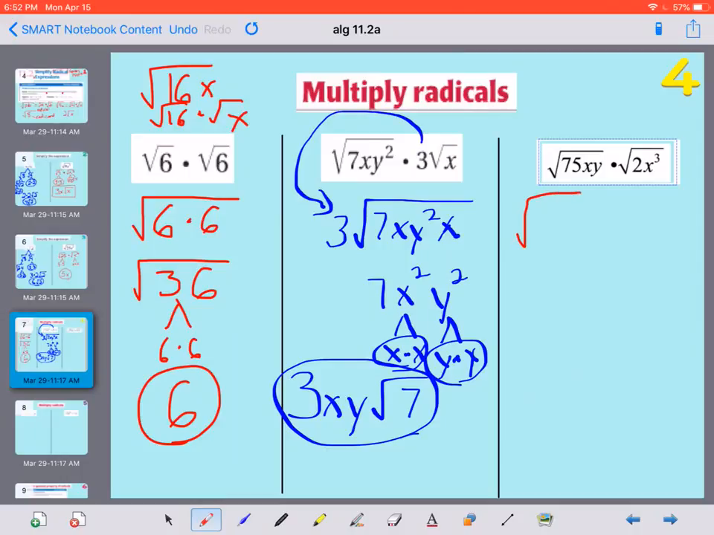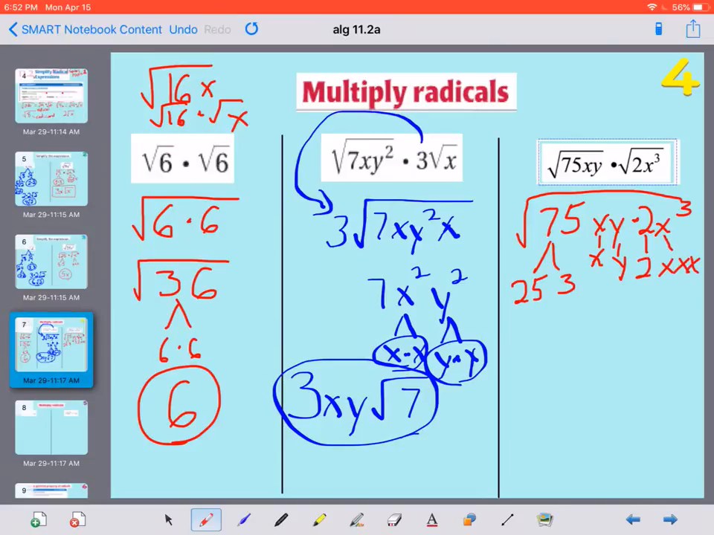Next one, I'm going to make one big square root. So I have 75xy times 2x cubed. So now I'm going to factor these out. 75, I know, can factor to 25 and 3. I have an x, a y, a 2, and then 1, 2, 3 x's.